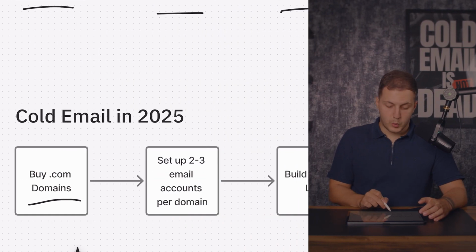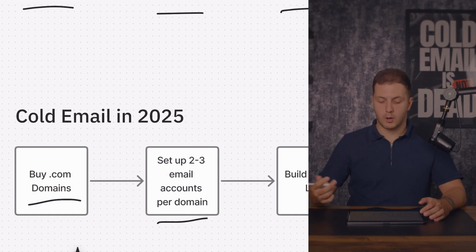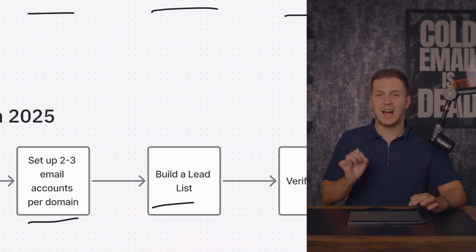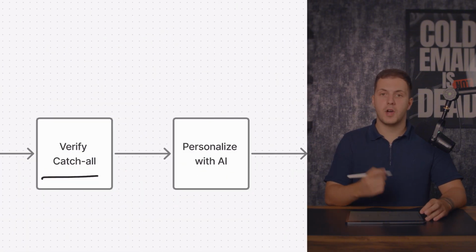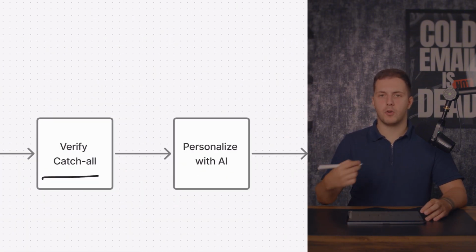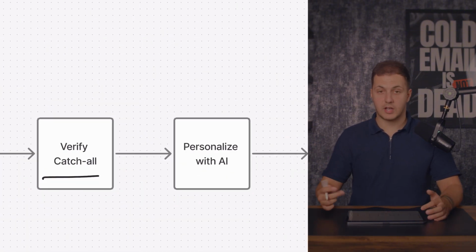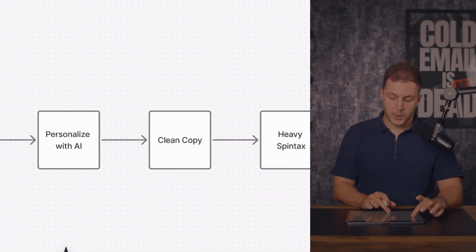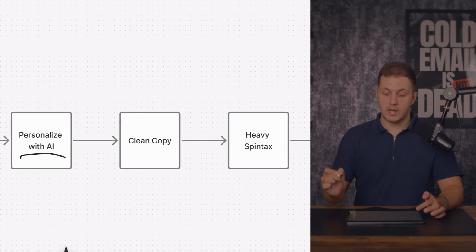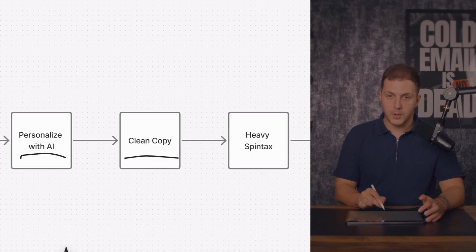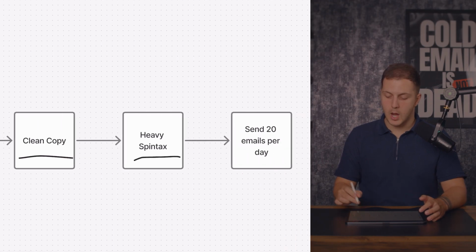Now, I'm going to list all the steps here, and then I'm going to explain each one in detail. We need to buy .com domains. We set up 2 or 3 email accounts per domain. We build a high-quality lead list. We verify emails and we perform catch-all verification. I'll explain in a second what it is. Then we personalize every single email with AI. We write clean copy with heavy spin text, and we only send 20 emails per day.